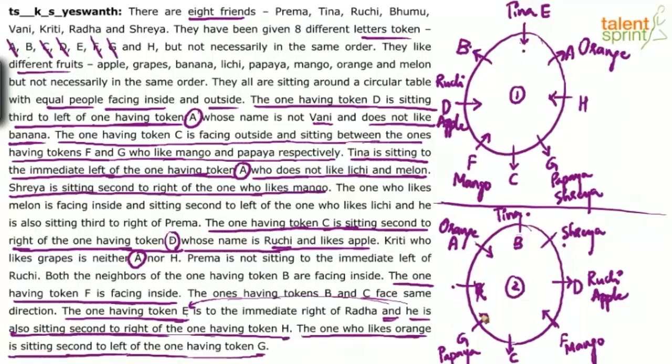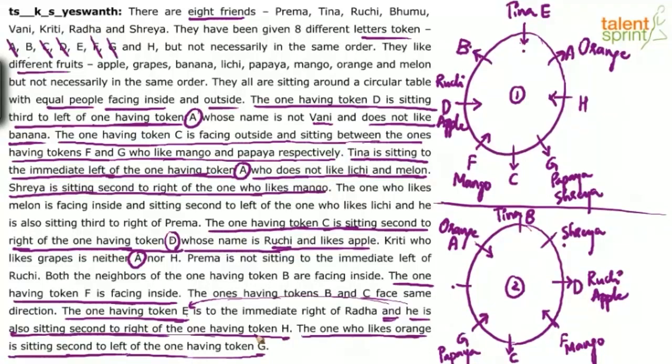Are you able to follow? B cannot come here because if B comes here, E and H come together, which is not allowed. So B cannot come here, which means B is fixed. B has to come in this position. So now let me clear this out. Now look at E and H. What do we know? E is second to the right of H.